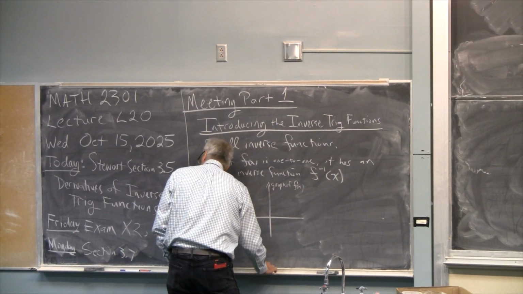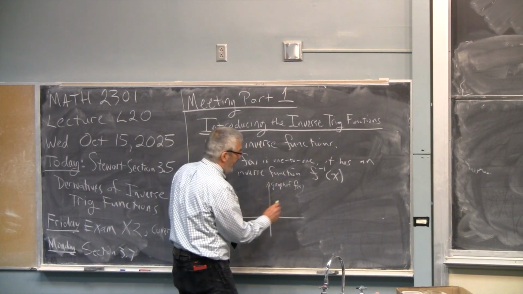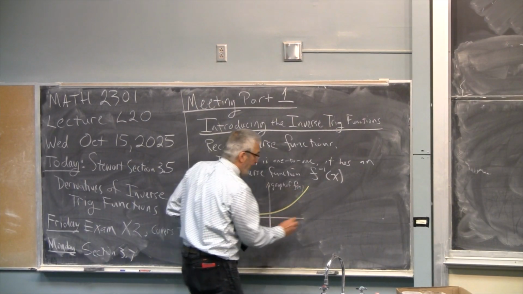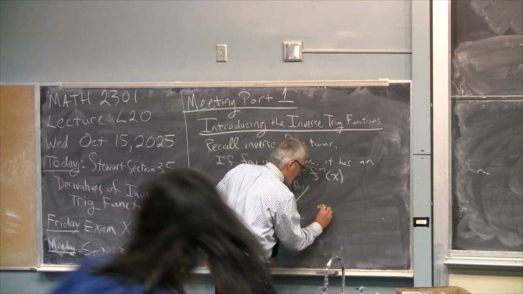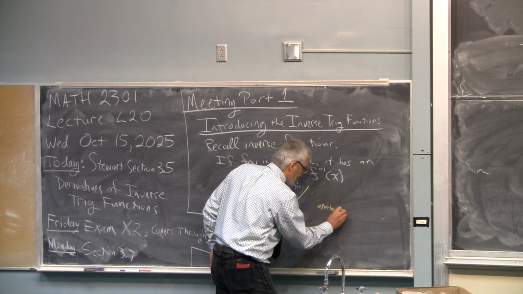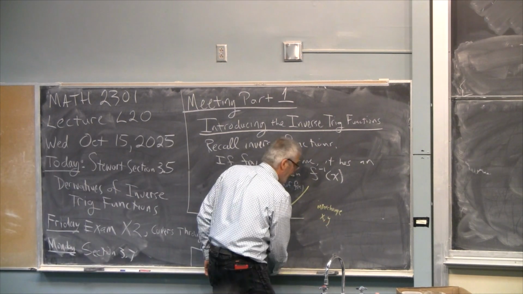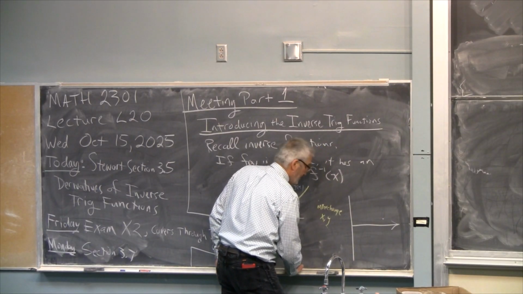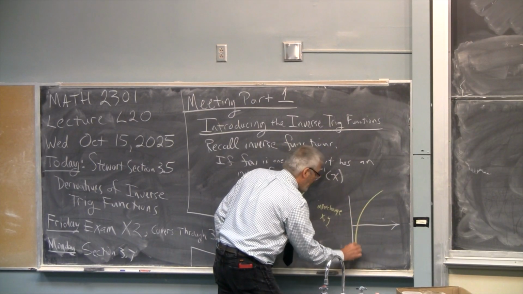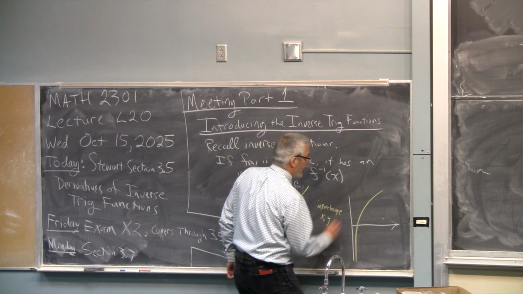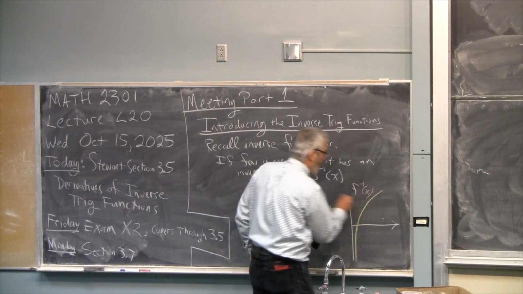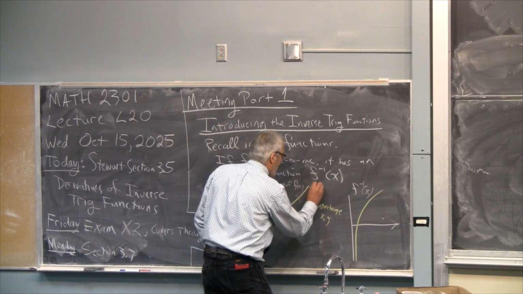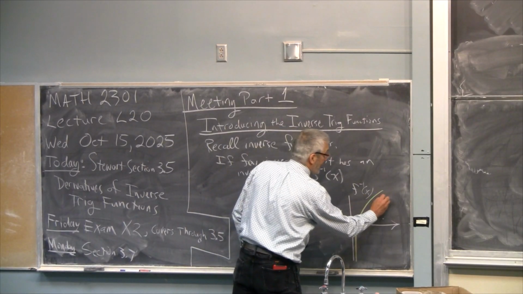So for instance, we did this with y equals e to the x. Its graph looked like this, and then we interchanged x and y, and we ended up with this graph. This is the graph of the inverse function. So this is f of x equals e to the x. This is f inverse of x, which is ln of x.